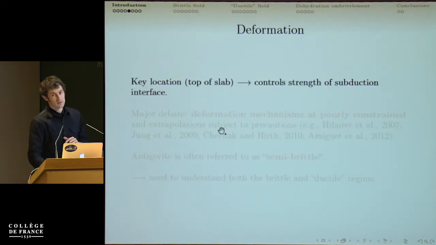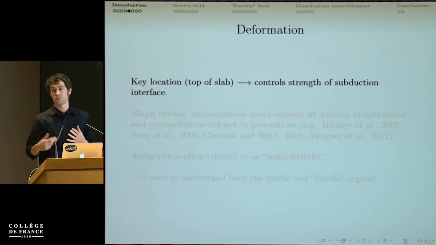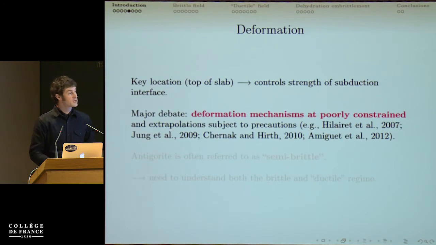Antigorites are located in a key location in subduction zones. They are typically at the top of the slab because that's where they are formed in the first place. Because of this, we think that they control the strength of the subduction interface. So there's been a major debate about how it deforms. The deformation mechanisms, I would say generously, are poorly constrained, if constrained at all.